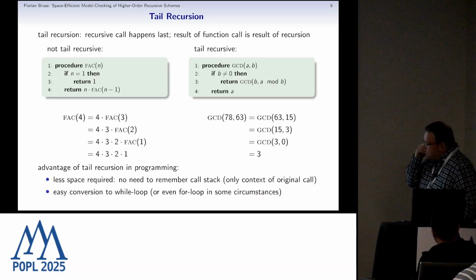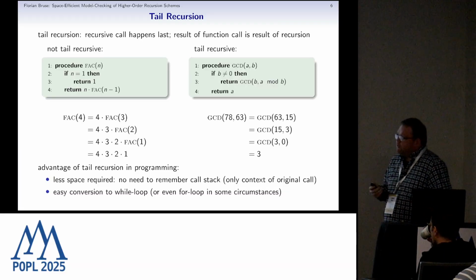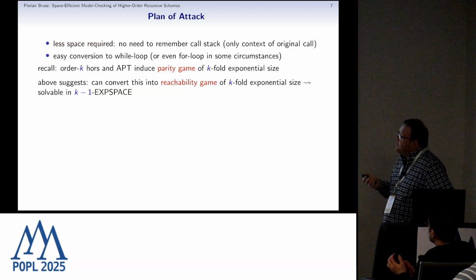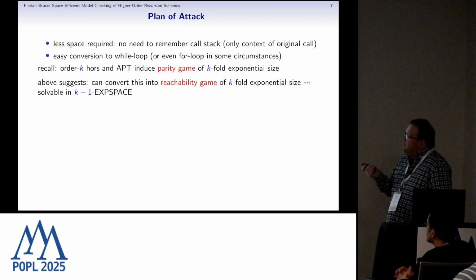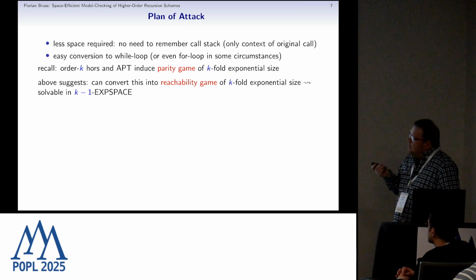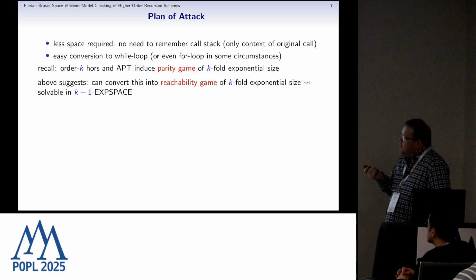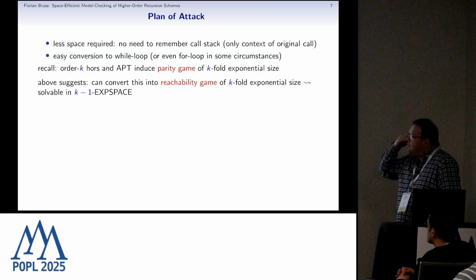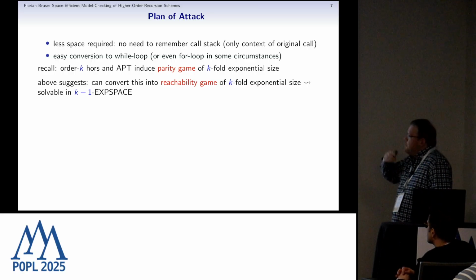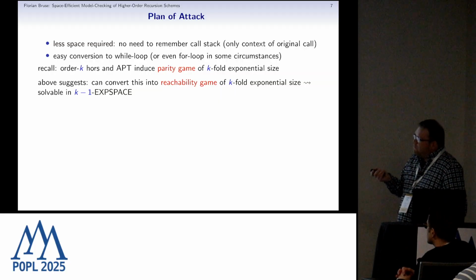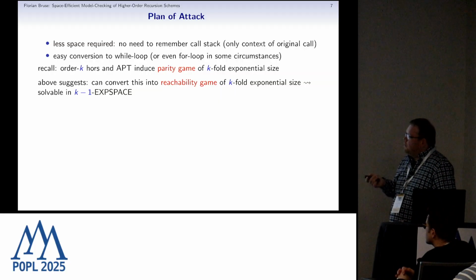So the question now is, where do we find this with the recursion schemes? Well, if you're familiar with these things, then you can kind of see it. A recursion scheme of order k, and this parity automaton, gives you a parity game of k-fold exponential size. If we could convert this into a reachability game, then, well, reachability is easier than solving a parity game. So we could actually get the result in k-1 exponential space. So we really want to make a reachability game out of that.